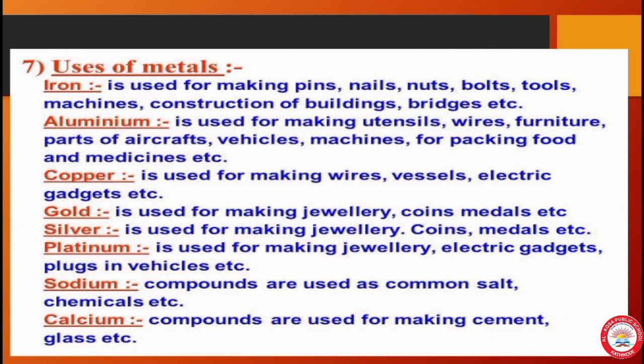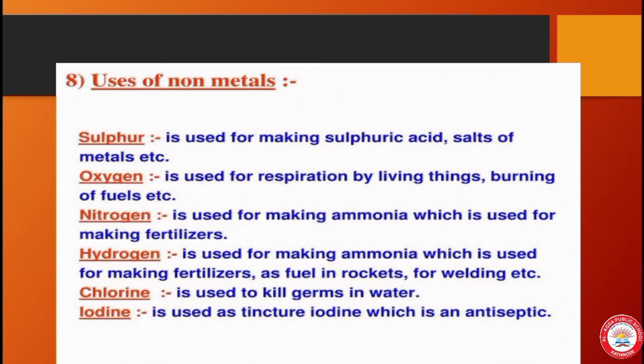Sodium, compounds are used as common salt, chemicals, etc. Calcium, compounds are used for making cement, glass, etc. These are the uses of some metals. Now we can discuss uses of non-metals.